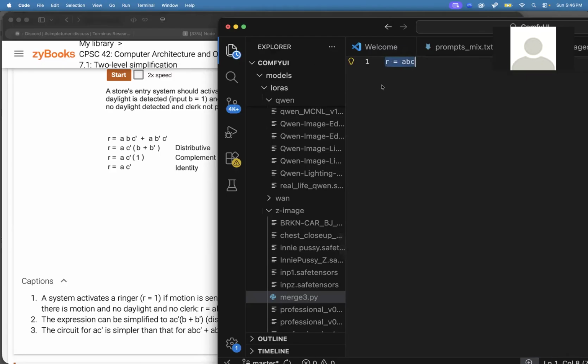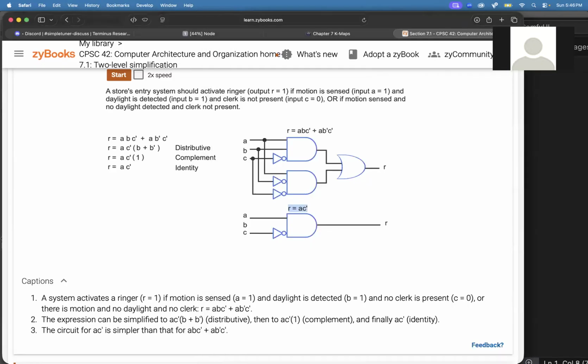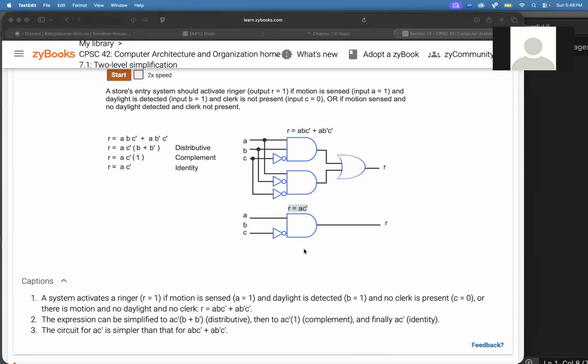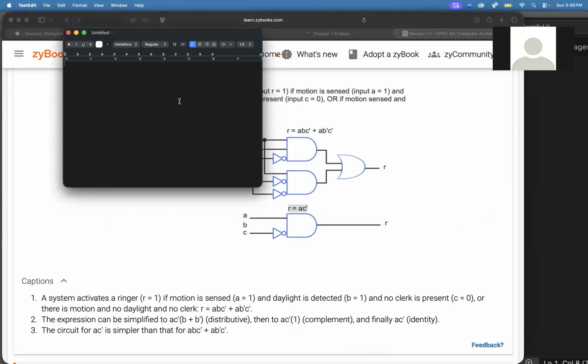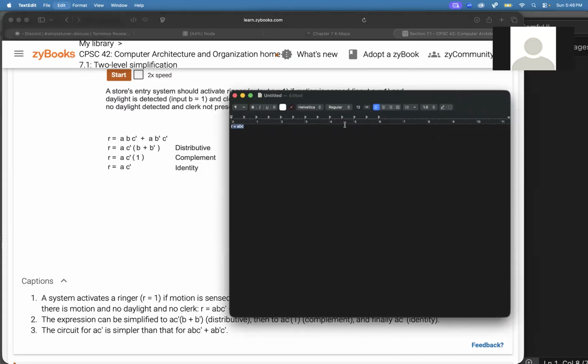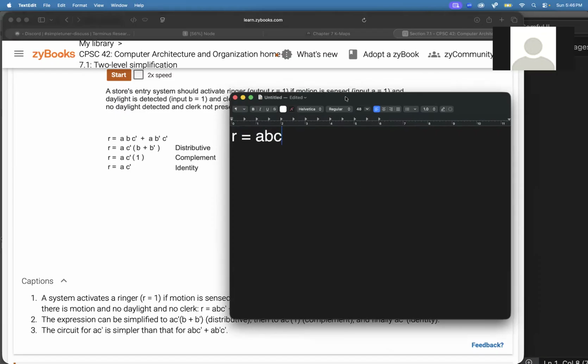I don't like this. I'm typing in VS Code, but I think I want to type in the Notes app rather, or maybe TextEdit. What's TextEdit like? Yeah, let's just make this a little bit bigger. Let's make it even bigger. All right, cool. So we'll type in here.